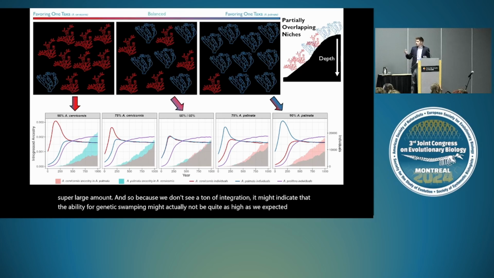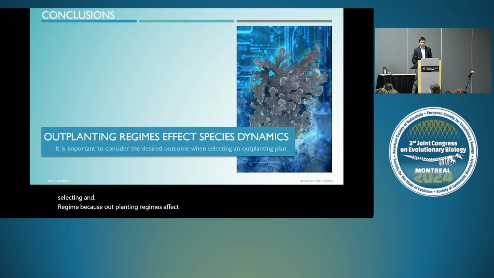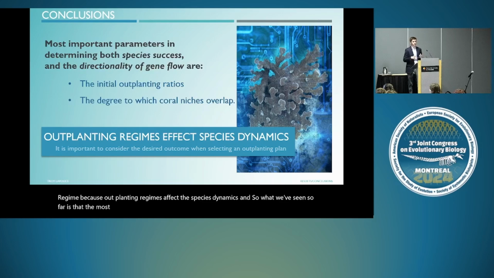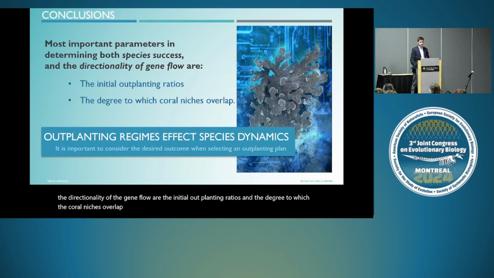But what this should all go to show is that it's really important to consider the desired outcome when selecting an outplanting regime, because outplanting regimes affect the species dynamics. And so what we've seen so far is that the most important parameters in determining both the species success and the directionality of the gene flow are the initial outplanting ratios and the degree to which the coral niches overlap. And this is when all things are even.